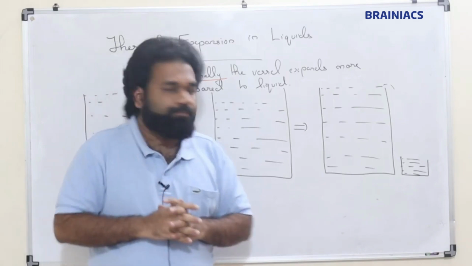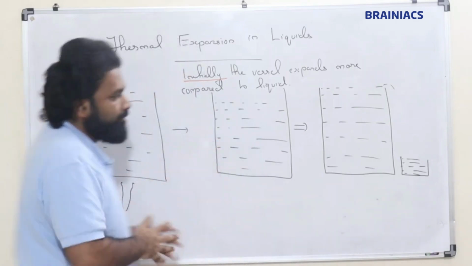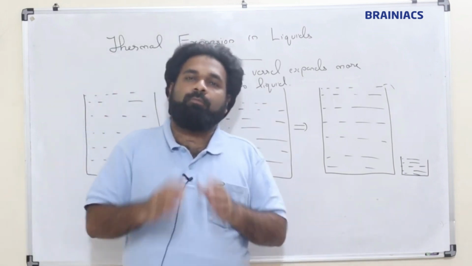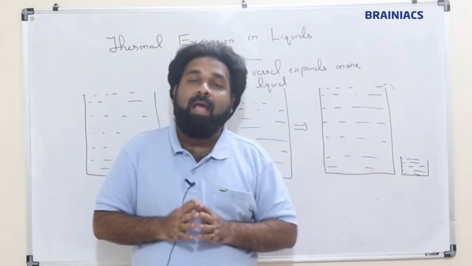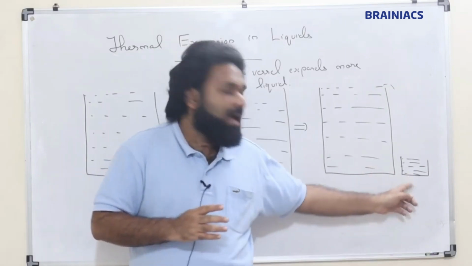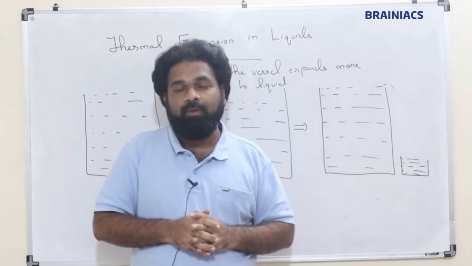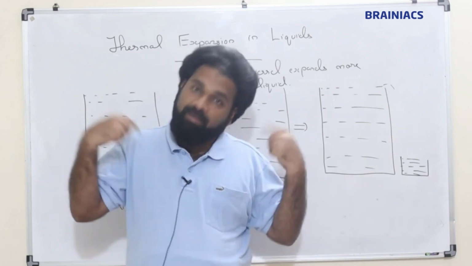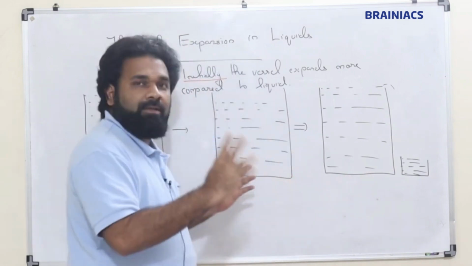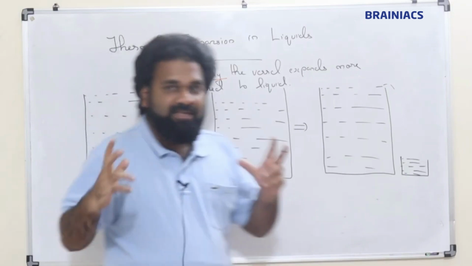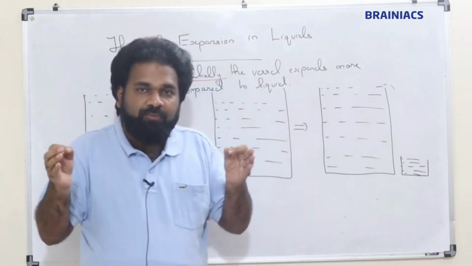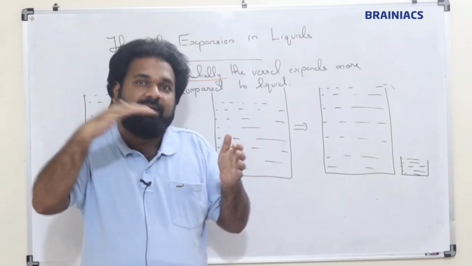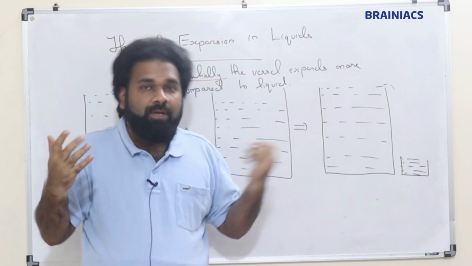If we do not know about this property, this is called the apparent change in volume. Only that much we know. Actually the liquid has expanded further, but the expansion of this vessel has nullified or covered the expansion of the liquid.